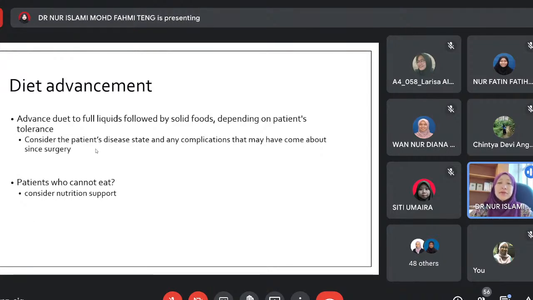So diet advancement, advanced diet to full liquid followed by solid foods depending on patient's tolerance. We consider the patient's disease state and complication that may have come about since surgery. So how about the patients that cannot eat? Memang tak boleh minum, tak boleh makan, tak boleh. So this is where we consider nutrition support. Consider lah whether to start on nasogastric, orogastric. Basically, we start with enteral feeding lah. Ataupun maybe some people they need the parenteral feeding.